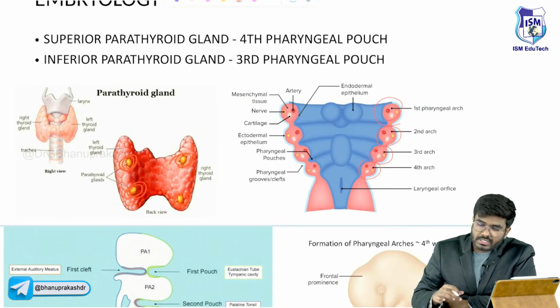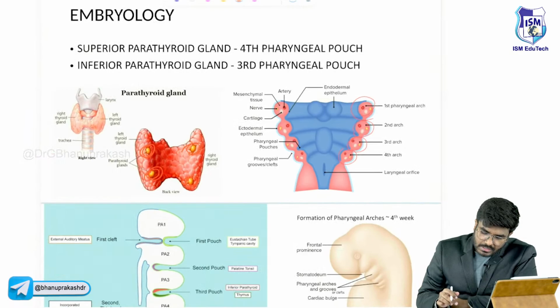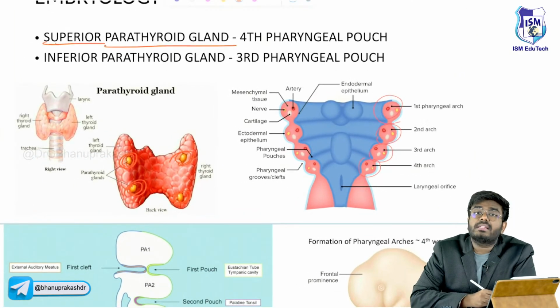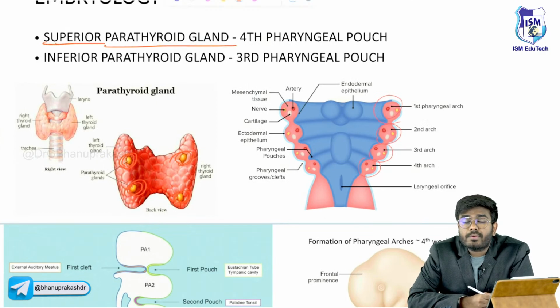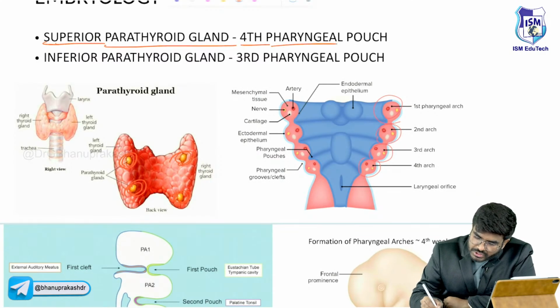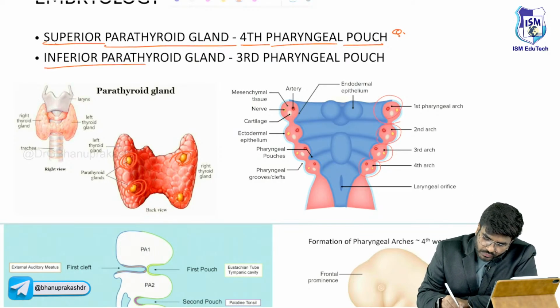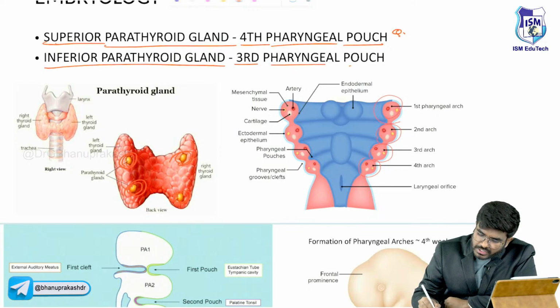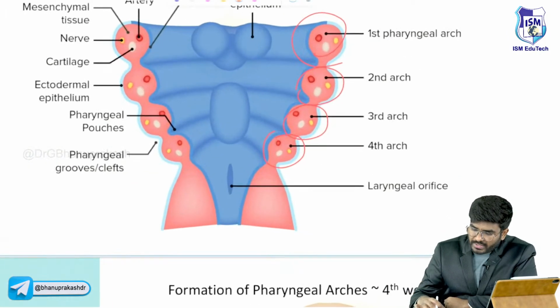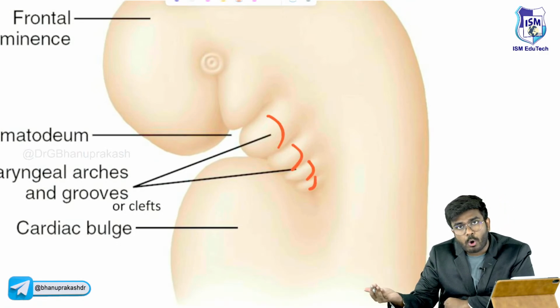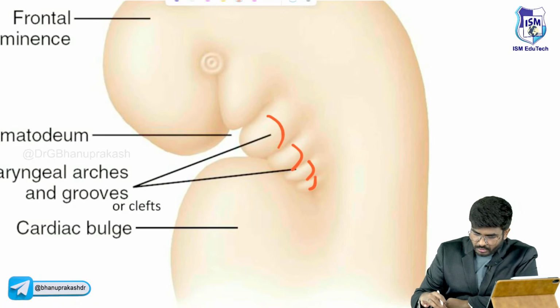Now, an MCQ which can be asked in the exam: the superior parathyroid glands, where are they derived from? They are derived from the 4th pharyngeal pouch, and the inferior parathyroid gland is derived from the 3rd pharyngeal pouch. You know the pharyngeal pouches, right? These are called the pharyngeal arches. These pharyngeal arches consist of a pharyngeal pouch as well as a pharyngeal cleft.